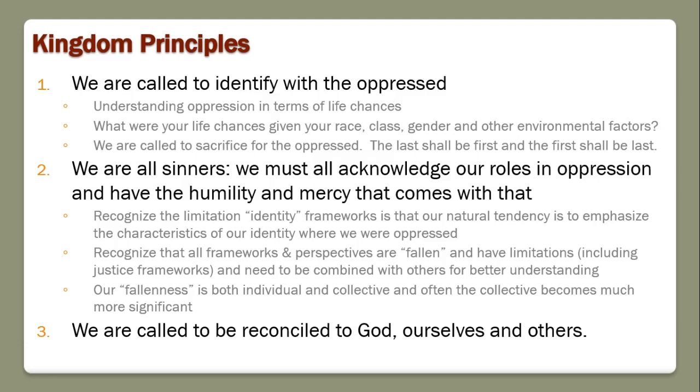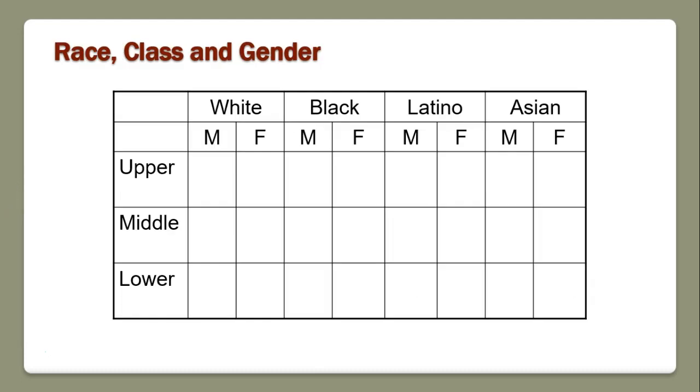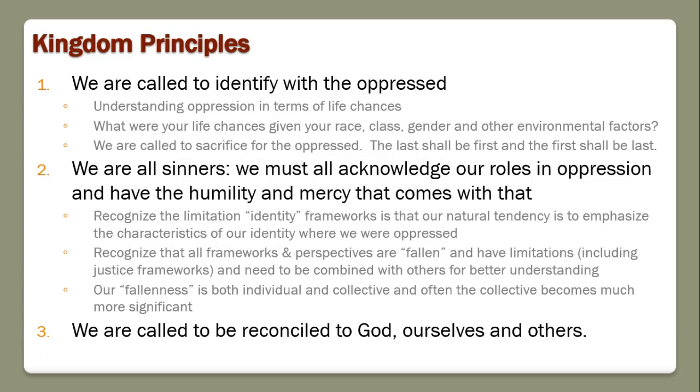Principle number two, and often people who learn to identify with the oppressed have a harder time on this side, is we're all sinners, and we all have to acknowledge our roles in oppression and have the humility and mercy that comes with that. Part of the reason this is important is sometimes people will go to this grid and say, I am in the most oppressed category here. I am a black female lower class, so therefore I can't oppress anyone else. Well, that's a fun academic argument, and there are some group counterpart reasons to that. But it doesn't really follow the Bible. It comes from secular ideology. We're all sinners, and we all have roles in oppression, both as individuals and as groups.